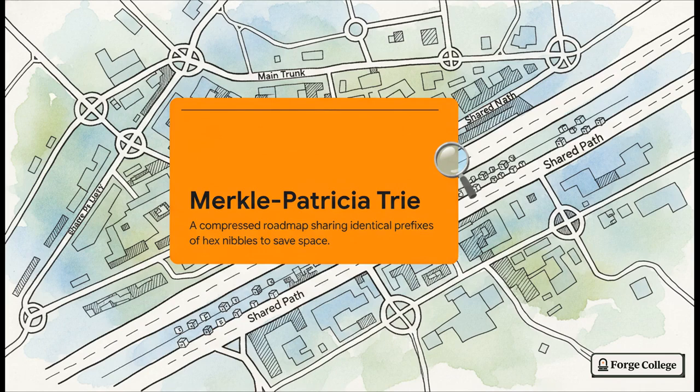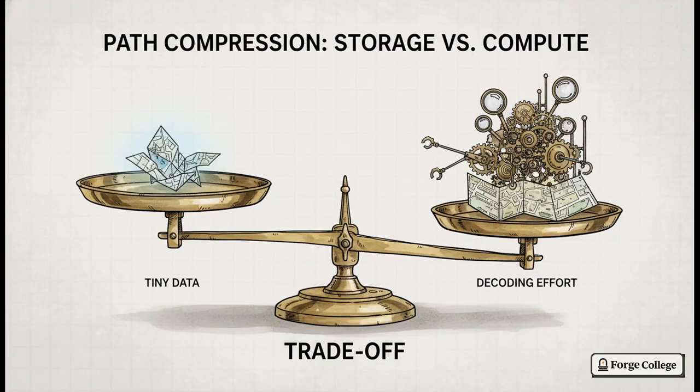Instead of storing data for every single intersection along that highway, the tree compresses that entire long segment into a single named road just to reduce the overall depth of the tree. Keys here are paths of hex nibbles, and think of a nibble as just a tiny chunk of data, literally half a byte. And when keys share long identical prefixes, they just share the road to save massive amounts of space. But there's always a catch, right?